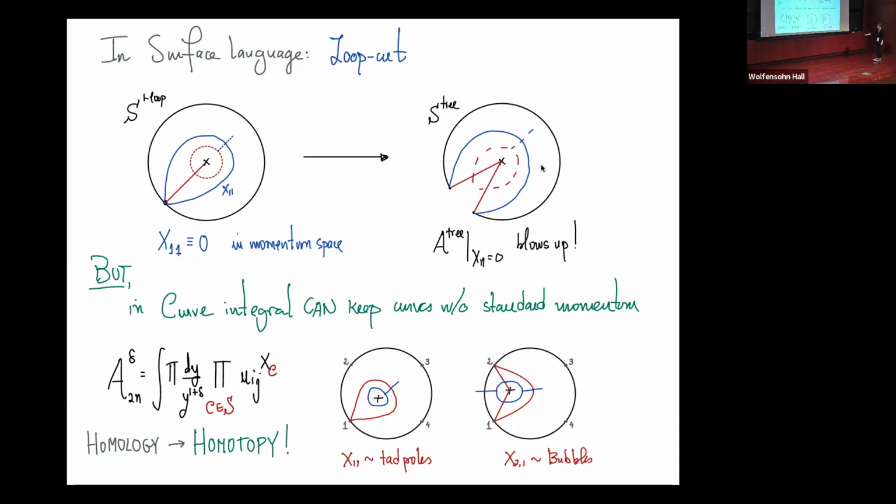Basically saying that for curves like these tadpoles, as well as external bubbles for which a similar issue arises, I can just give them names and keep them in my integral. And by doing this, I'm going to automatically have objects that correctly match on all the cuts.